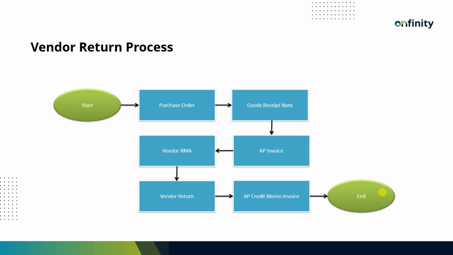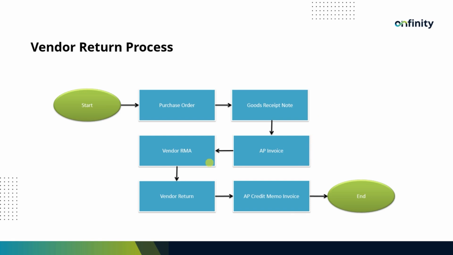Next, we have the vendor return process flowchart, a visual representation of the overall vendor return process. It starts with the purchase order, where the items are initially ordered from the vendor. Once the goods are delivered, a goods receipt note, or GRN, is created to confirm that the items have been received. Next, an AP invoice is generated to record the vendor's bill for the received items.